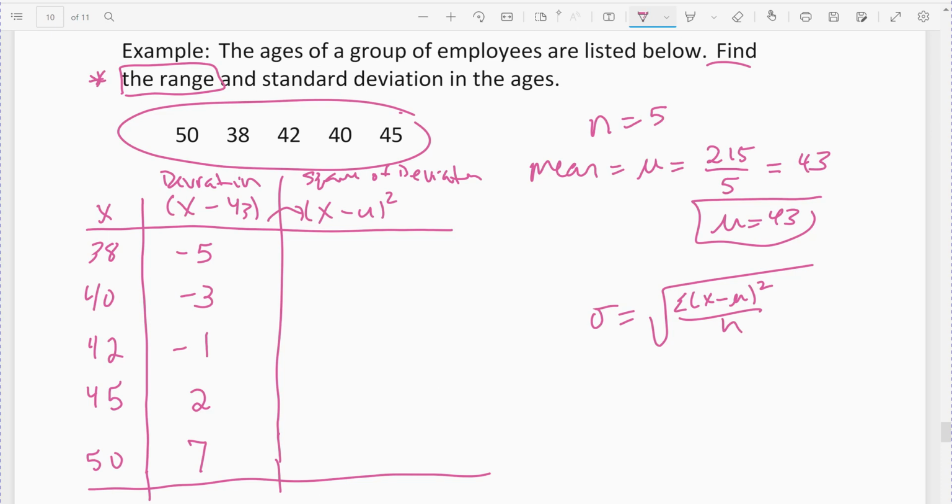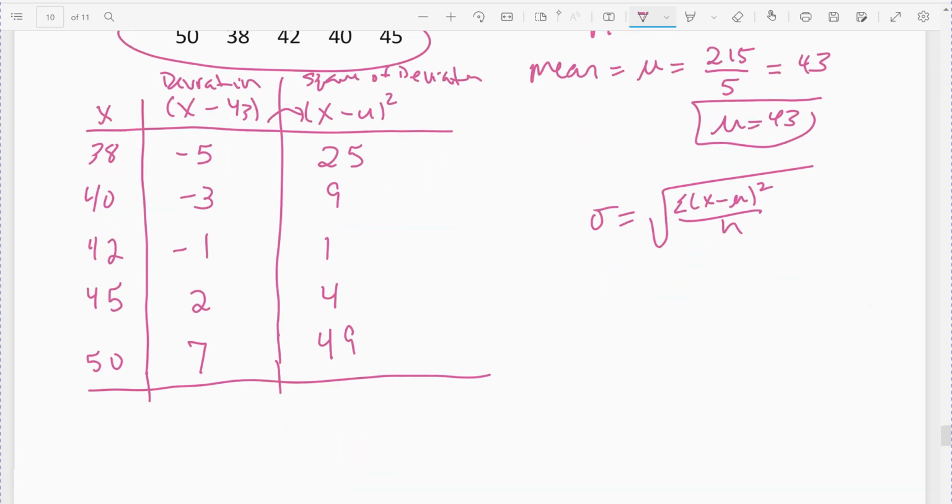So negative 5 squared comes out to positive 25. Negative 3 squared comes out to positive 9. 1 squared is a positive 1. 2 squared is a positive 4. And 7 squared is a positive 49. Again, the deviation squared should always come out positive. So be careful on your calculator when you're squaring it out. Put parentheses around the negative.